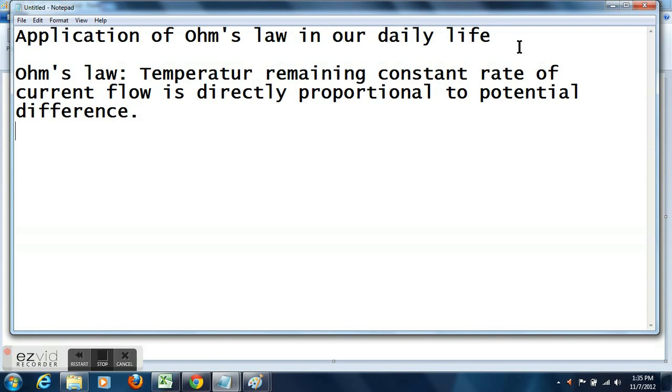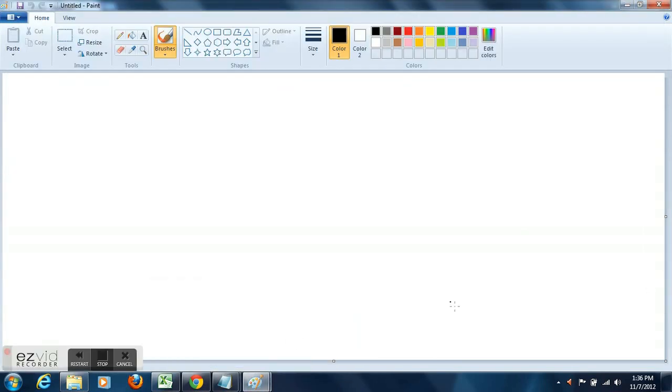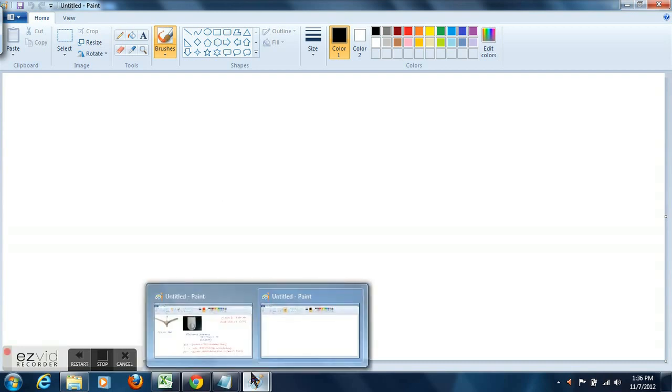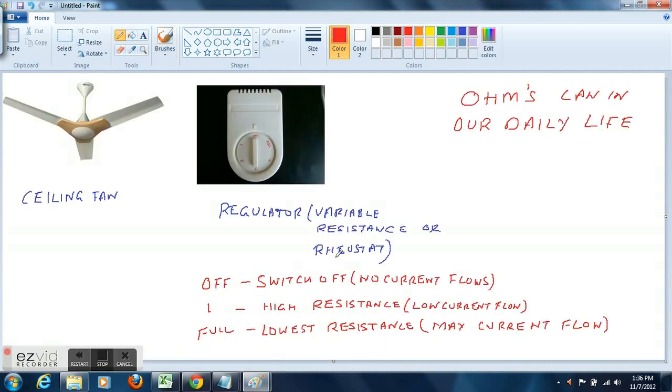And numerically we derived a formula, V equal to I into R, where V is the potential difference, I is the flow of current, R is the resistance. Now here we are going to show one example where this Ohm's law is used.